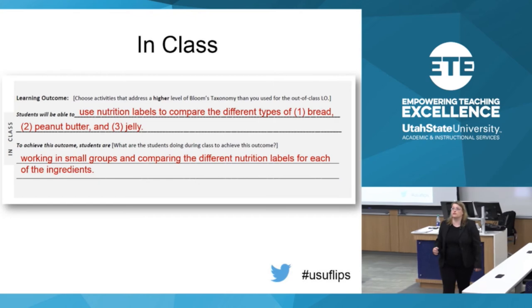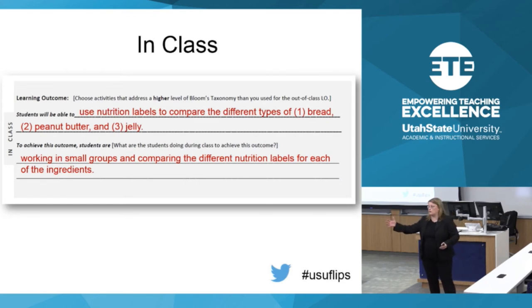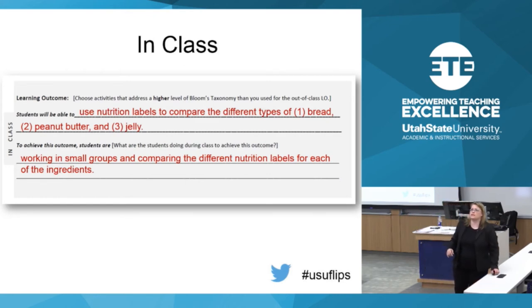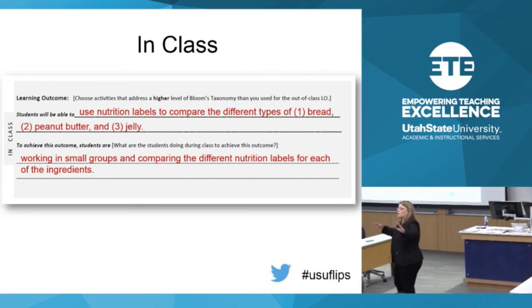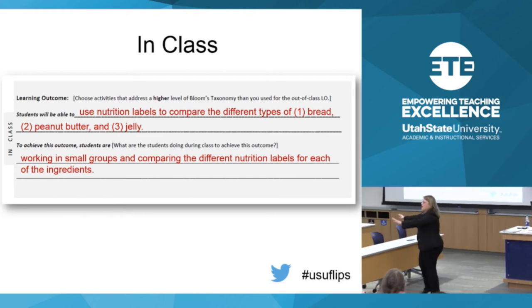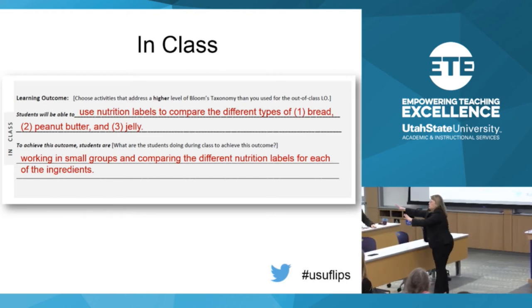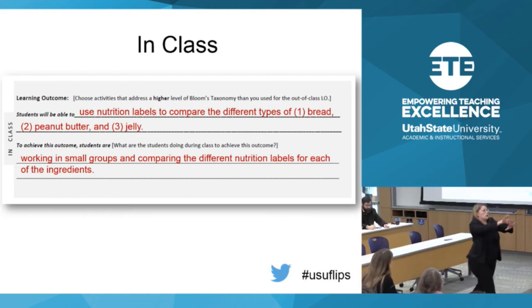My students are going to use nutrition labels to compare the different types of bread, peanut butter, and jelly. Now, just pick today one of your learning outcomes. You don't have to go through all of them. Just pick one to play with, right? And what my students are going to do is they're going to work in small groups and compare different nutrition labels for each of the ingredients. So if you were to walk into my class, I might have tables set up with the nutrition labels on each table for different types of bread, peanut butter, and jelly.